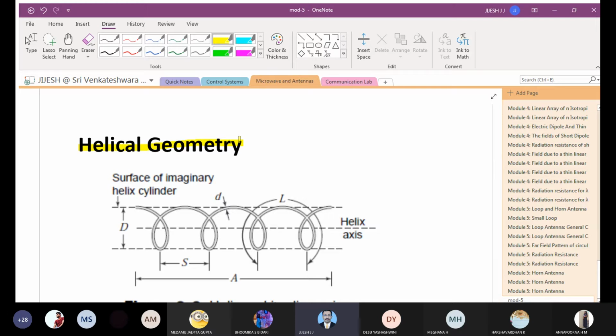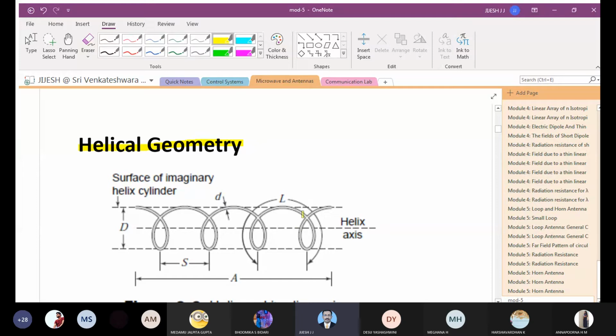It's like you take a wire, and if you just rotate it on a pencil or a pen, you can see that it will be having windings. Okay, you can see that it will be something like this. It will be having the windings like this. So that type of antenna is called the helical antenna.